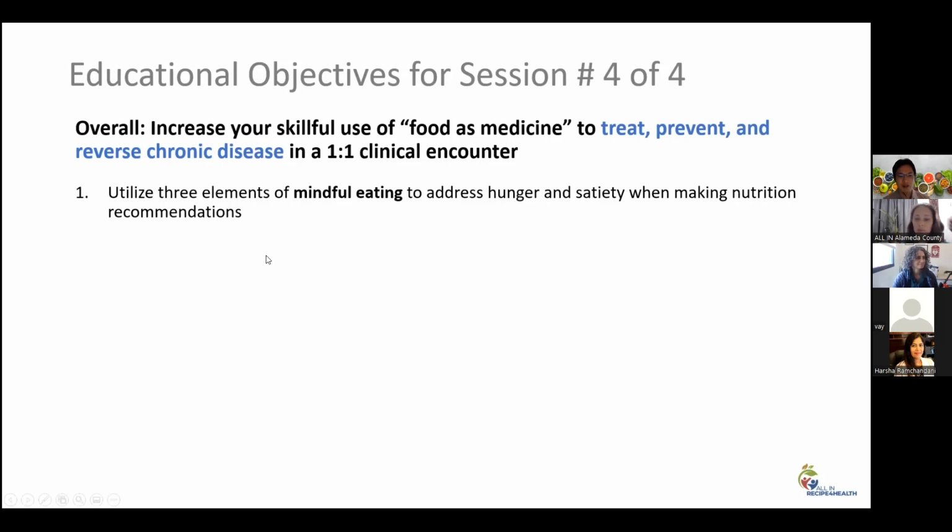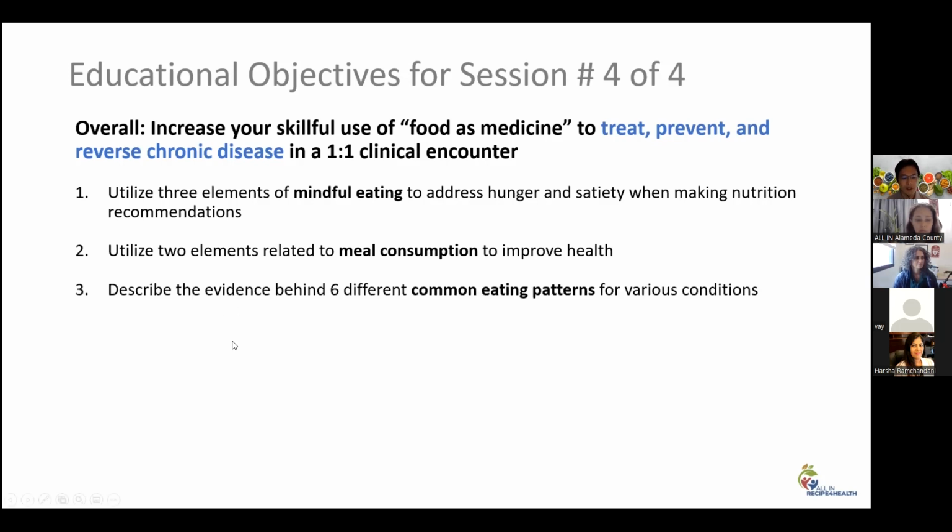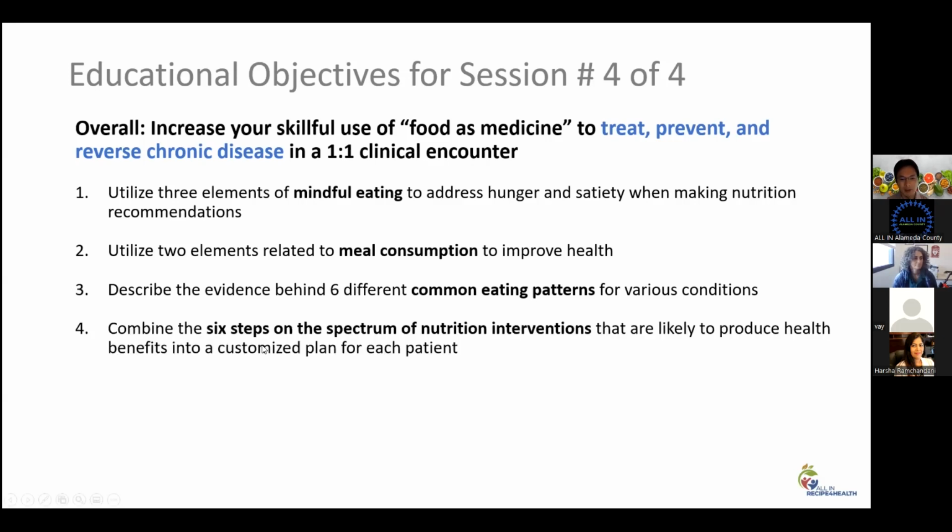Today, we're going to cover 3 elements of mindful eating, one of our 6 steps to address hunger and satiety. We talked about hunger and satiety last time. We're going to utilize 2 elements related to meal consumption. This is one of your 6 moves that you can use with your patients. We're going to describe the evidence behind 6 different common eating patterns. We just think it's important as you enter the space, as you start reading the literature and understanding what's in the social media, that there's a sense of what are the eating patterns out there and what's some of the key evidence behind them. It's not going to be exhaustive, but a good beginning.